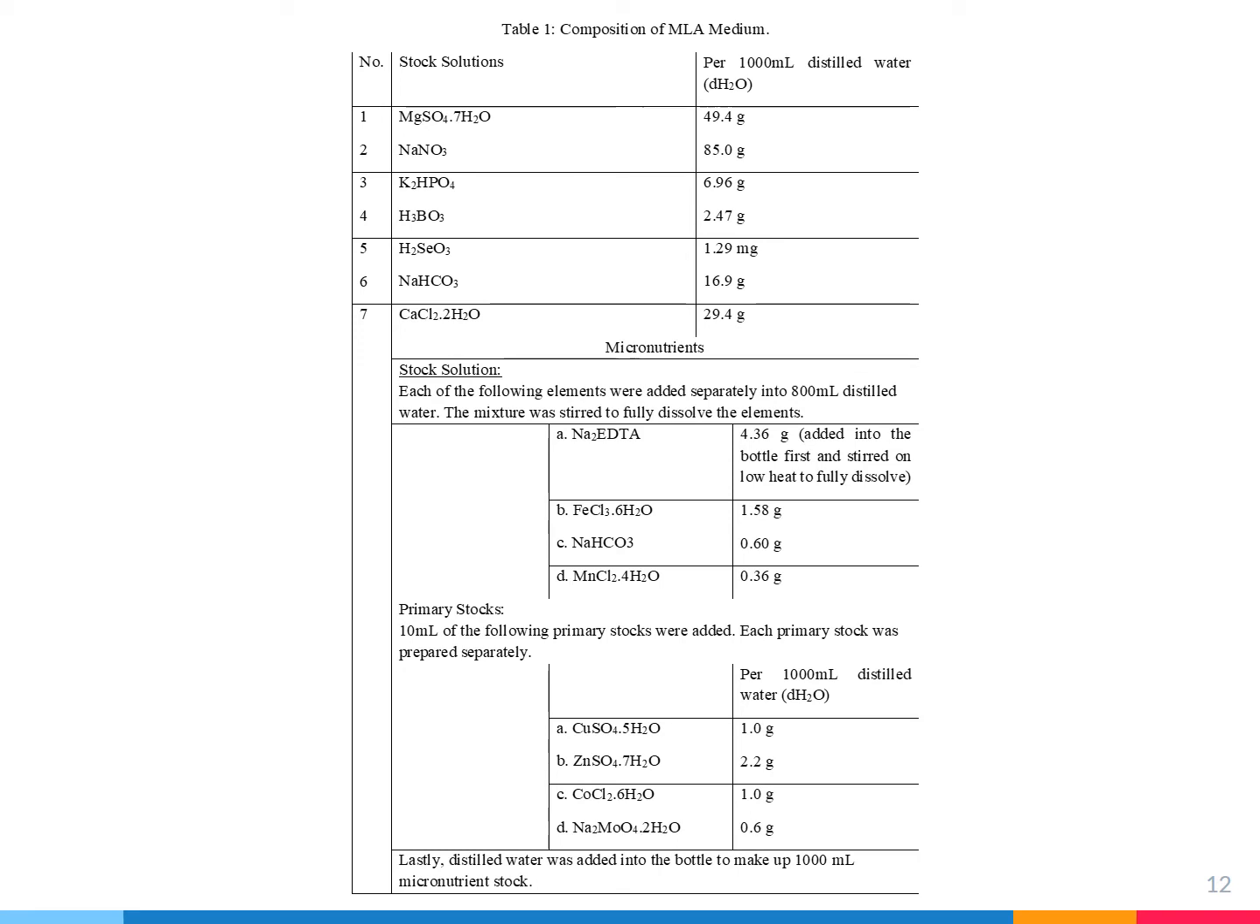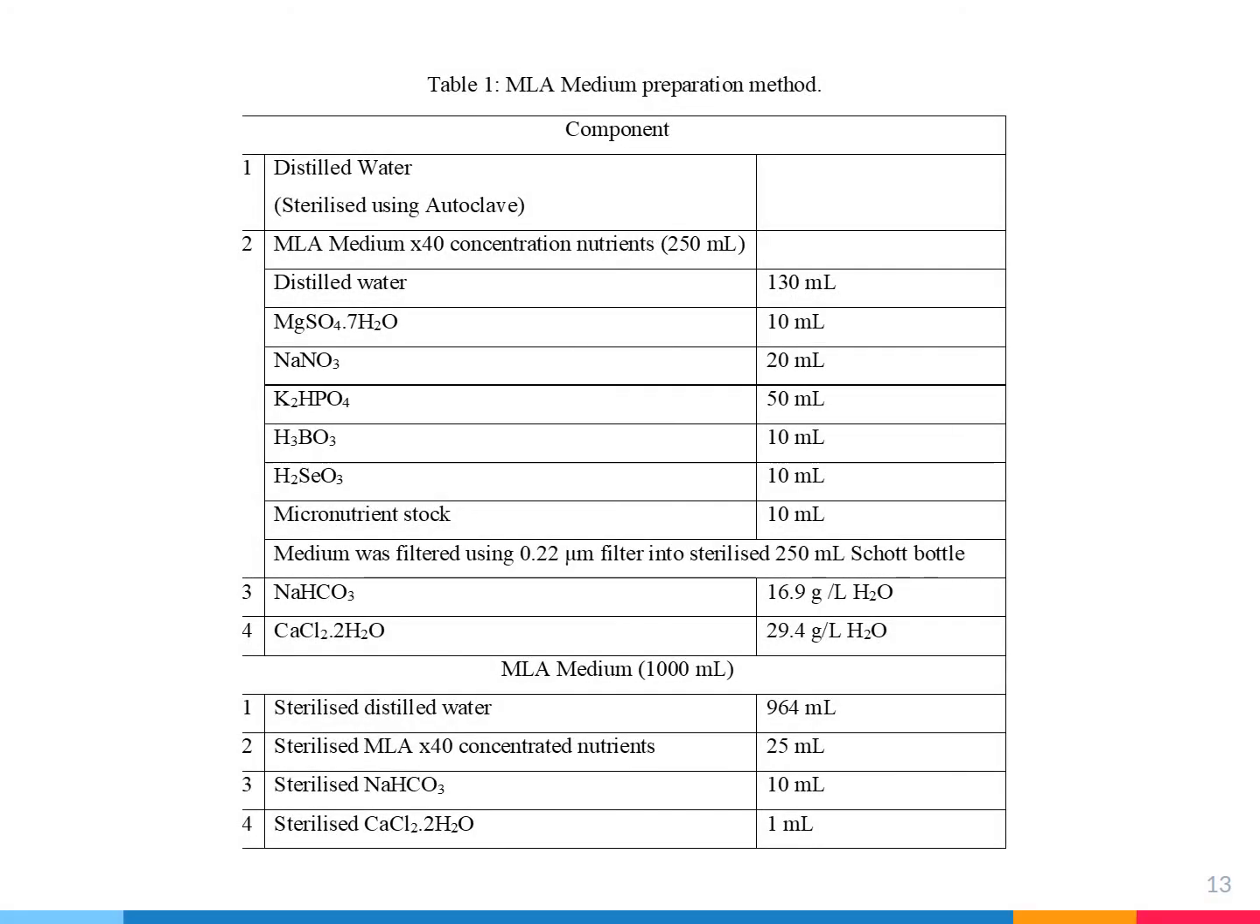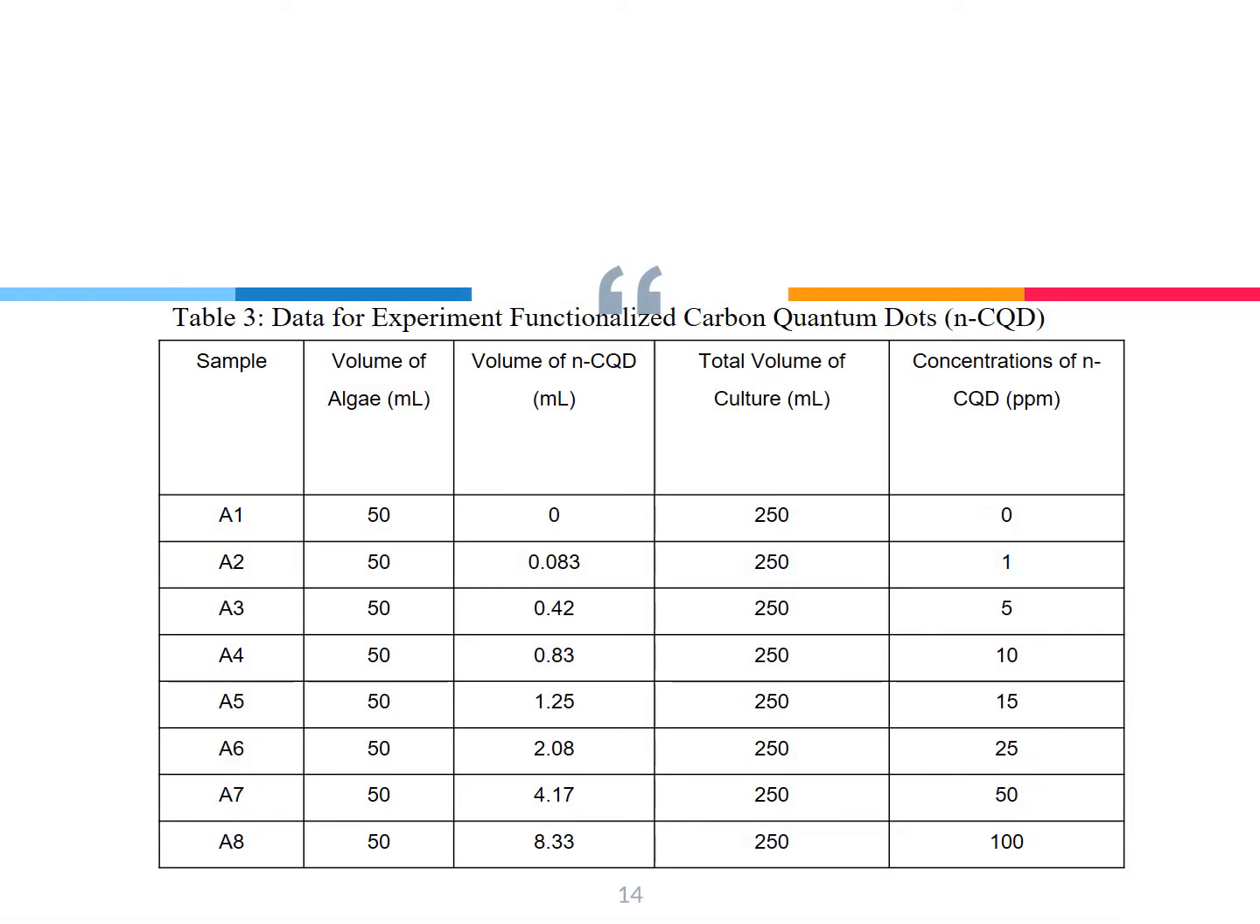This is basically the combination of MLA medium. You have to prepare stock solutions, where these stock solutions consist of nutrients for the microalgae to grow. This is also the MLA medium preparation method. Basically, this is the data which is used to prepare the samples, 8 samples from A1 to A8 with the volume of algae, volume of n-CQD, and the concentration of n-CQD.